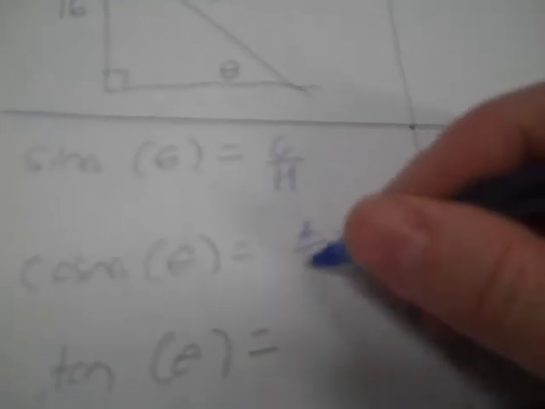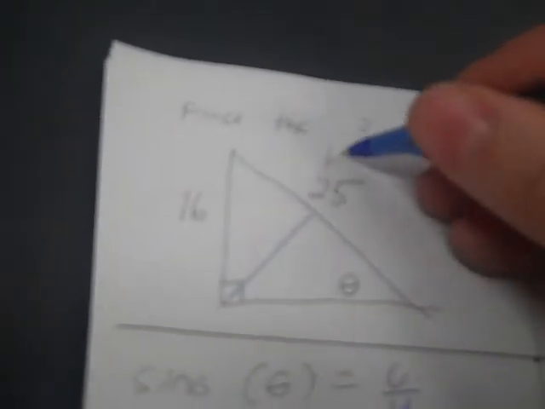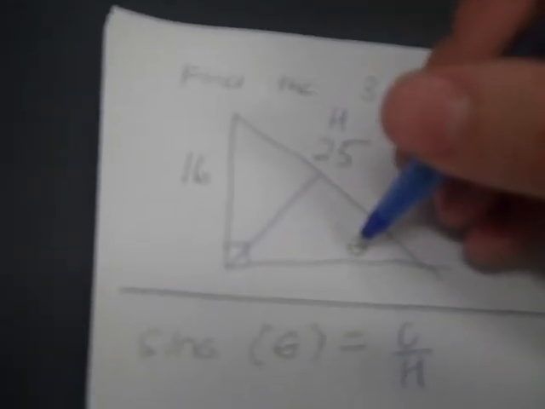Okay, find the 3 trig ratios of angle theta. Okay, so sine is opposite over hypotenuse, the cosine's the adjacent over the hypotenuse, and the tangent's the opposite over the adjacent. Now the hypotenuse is always in the same place. It's the side across from the right angle. But O and A depend on where the theta symbol is, the angle. Across from the angle is always the O, and then the A is the third side.